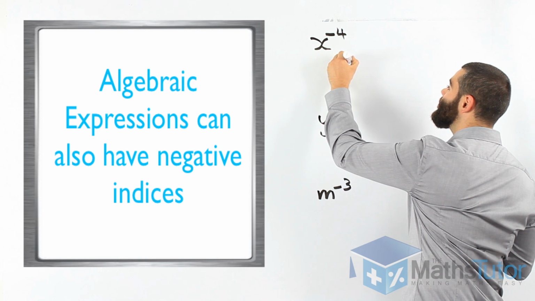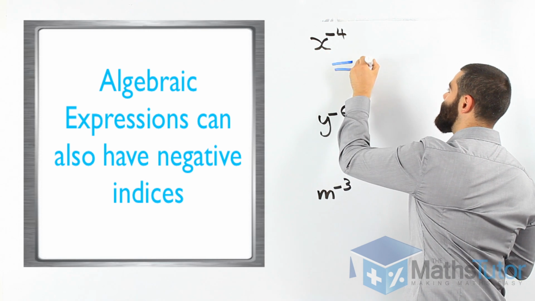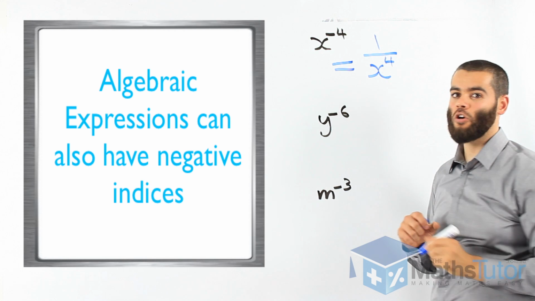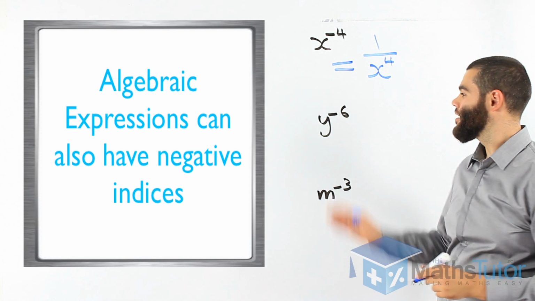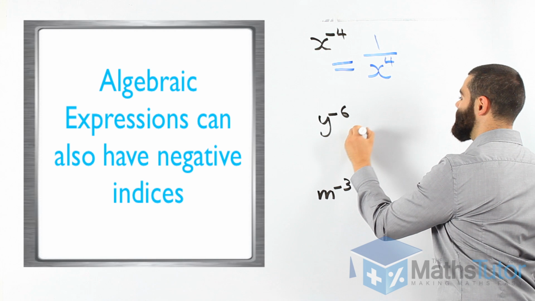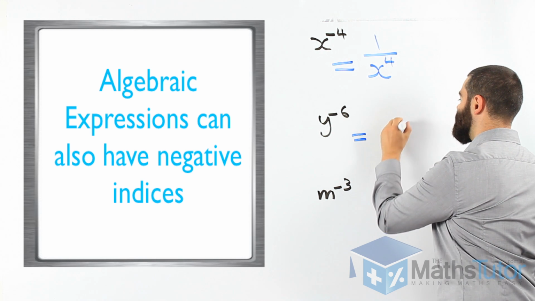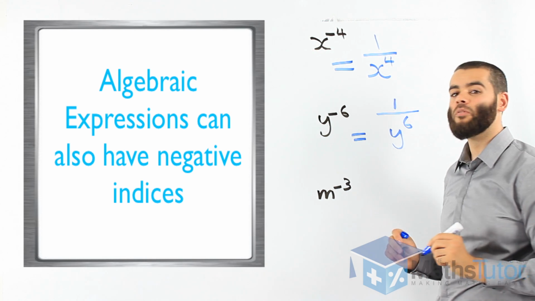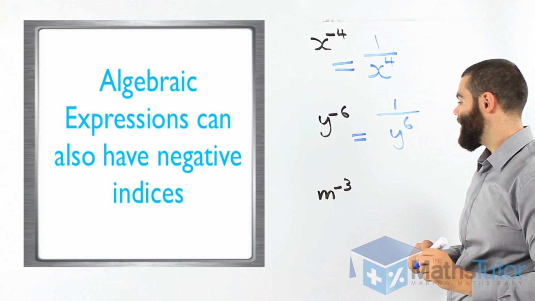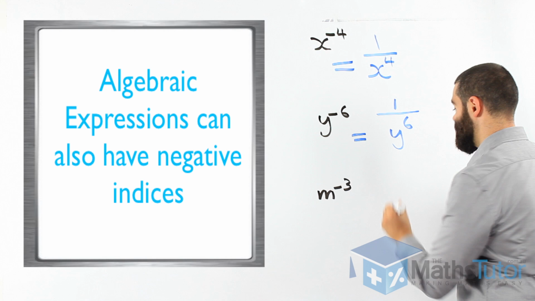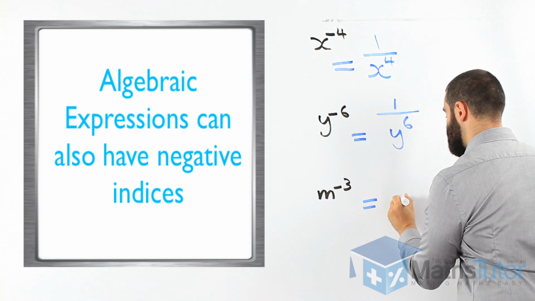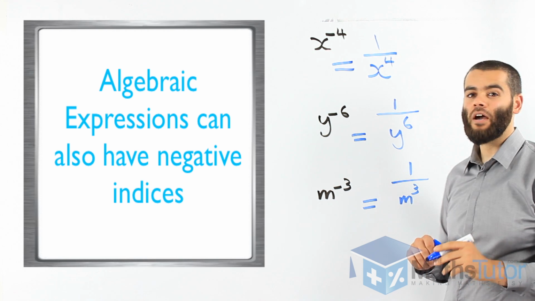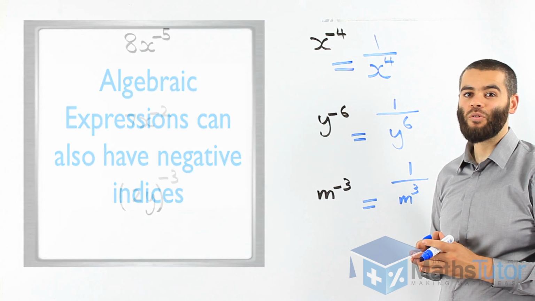So x to the power of negative 4. So we've got x and the 4. And the negative transforms and becomes a 1 over. 1 over x to the power of 4. Let's do this one. How are we going to do it? y to the power of 6. The negative becomes 1 over y to the power of 6. This one here, m to the power of negative 3. m to the power of 3. The negative is 1 over m to the power of 3. Again, let's do some more examples.